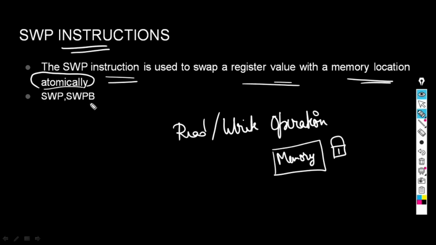We see two different instructions here. This one is if you want to swap 32-bit data, and this one is if you want to swap 8 bits of data. Let's discuss each of these instructions in detail. So let us consider the very first instruction.